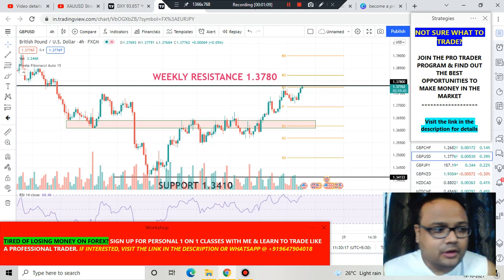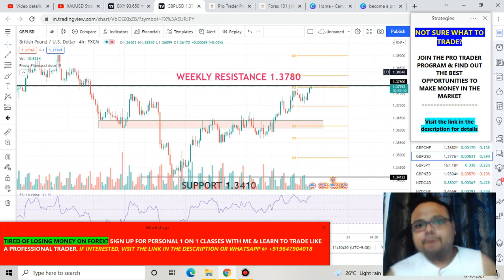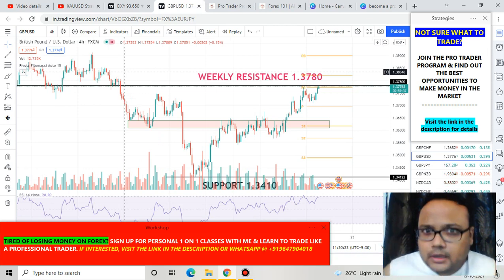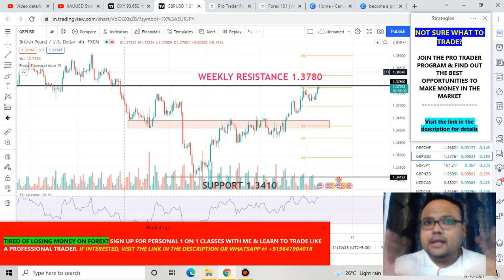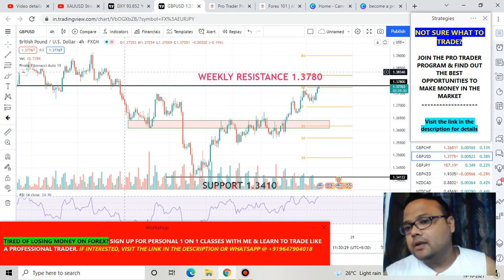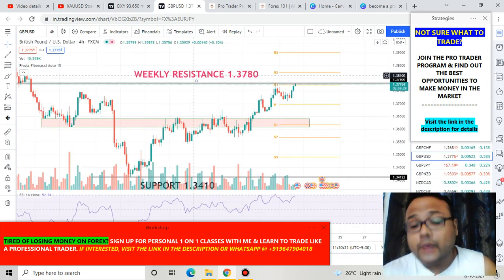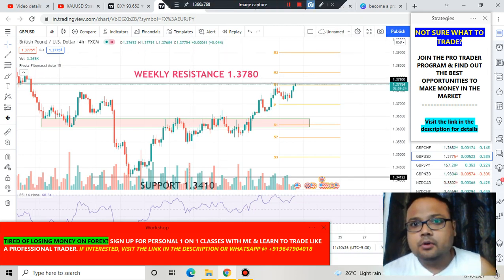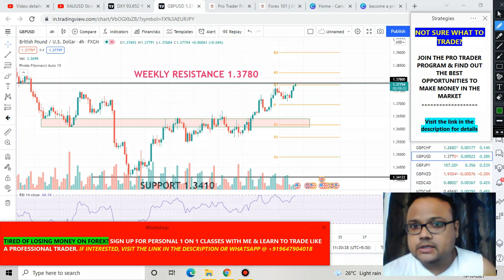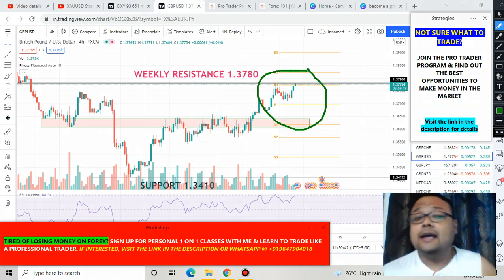This is the 4-hour chart of GBP USD in front of us right now, and you can see that I do not have many lines drawn here because right now the only important level for GBP USD is the weekly resistance of 1.3780. This is the most important level for GBP USD right now, and GBP USD is just standing at the resistance zone. Okay, that's very important.